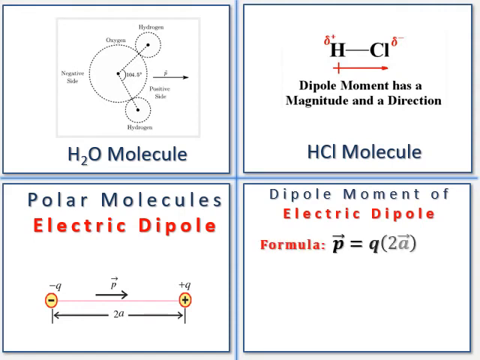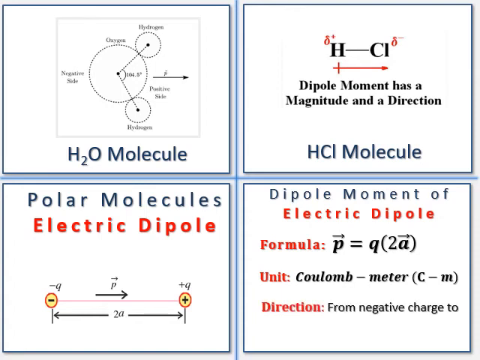The expression for dipole moment is the product of charge and the separation between the two. The unit of dipole moment is coulomb meter, and it is a vector quantity. Its direction is considered from the negative charge to the positive charge.